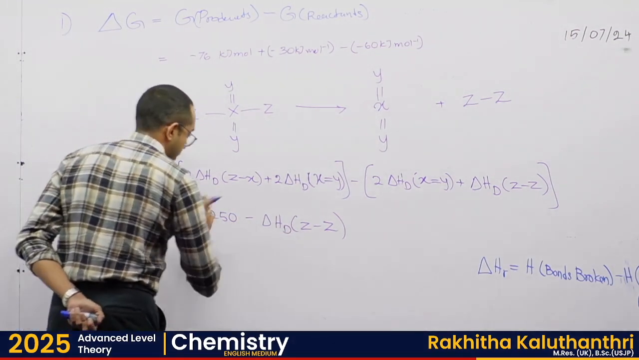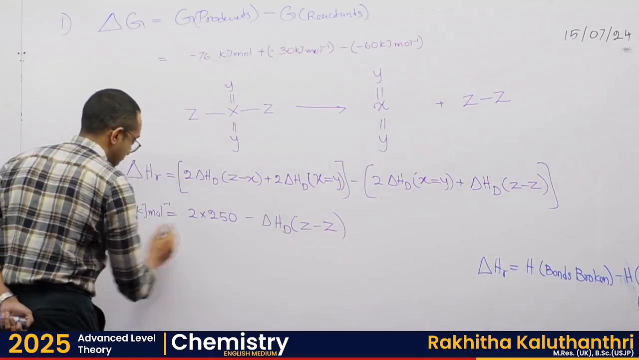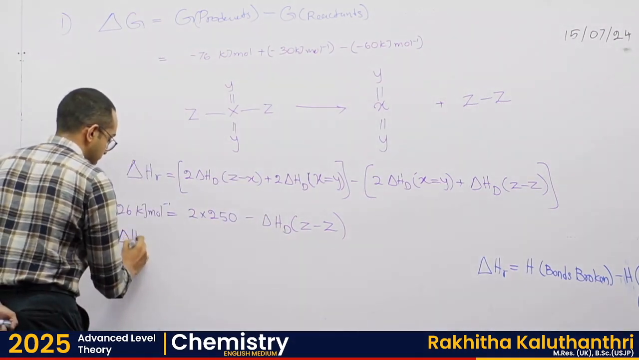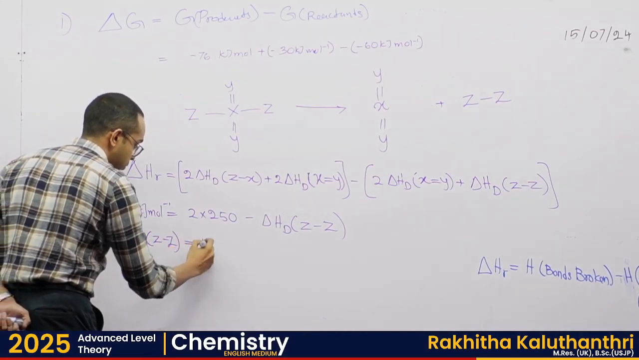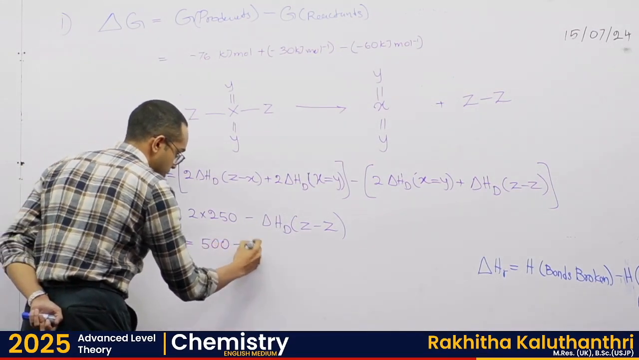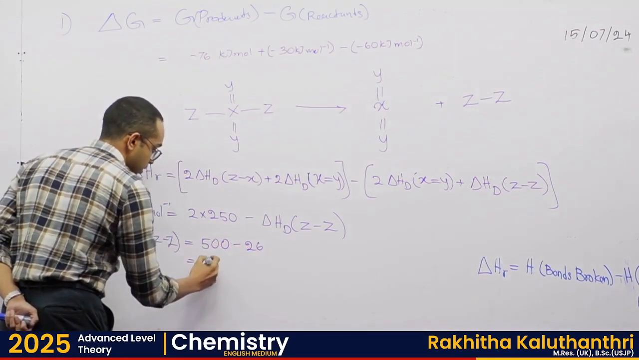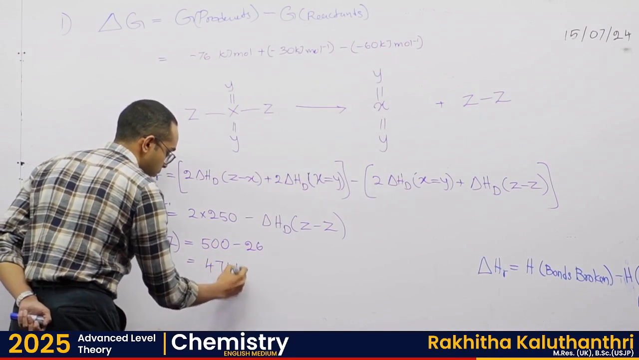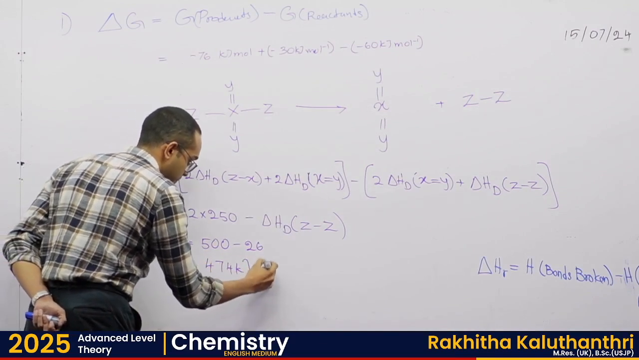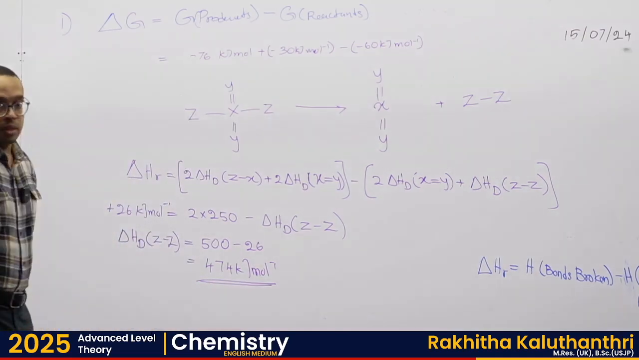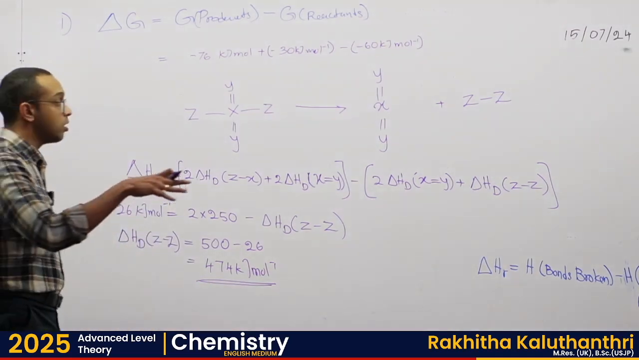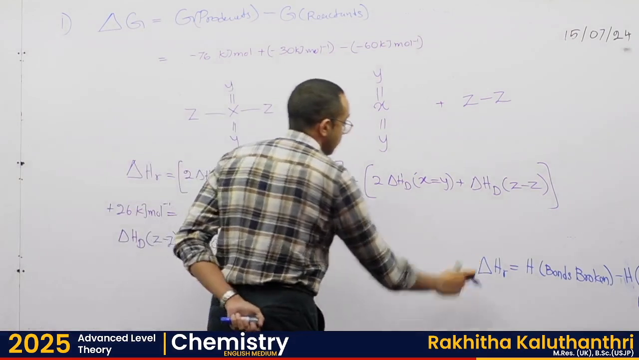So then we take it over here, 26 goes there, so delta HD ZZ is equal to 500 minus 26, which is 474 kilojoules per mole. Understood? Or you can use this equation.